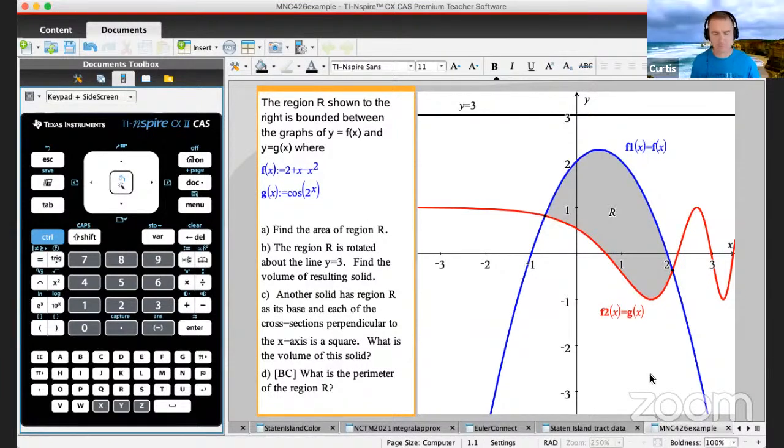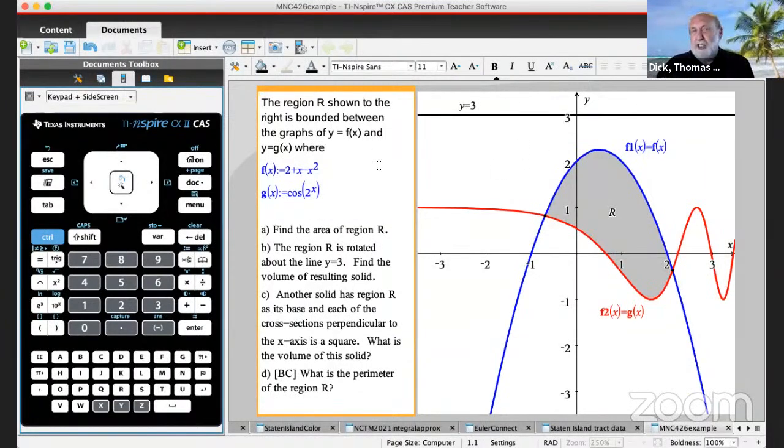a typical question that might appear, especially on the open calculator part of the exam. I think problems involving area and volume. That's not guaranteed, but often we'll see one of those types of problems on the open calculator part. And so I'm really using the Nspire just to illustrate what a question might look like. So here it says the region R shown to the right is bounded between the graphs of y equal f of x and y equal g of x, where we're given these two formulas for f of x and g of x. And so we can see these two curves.